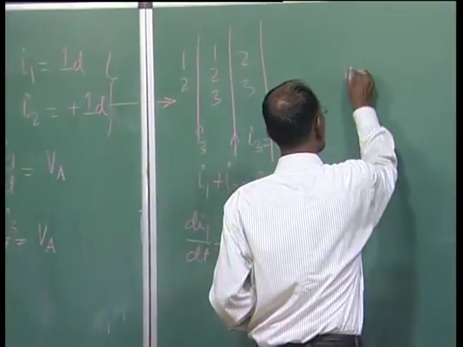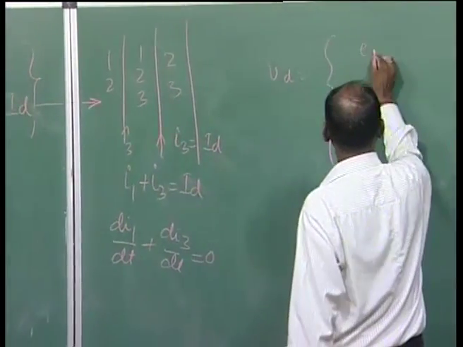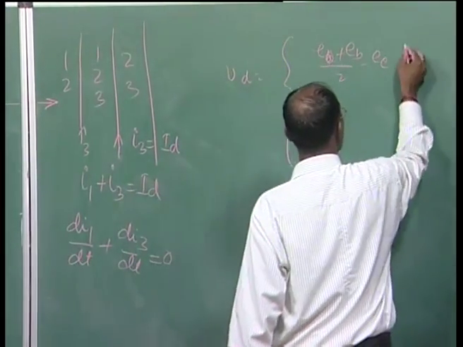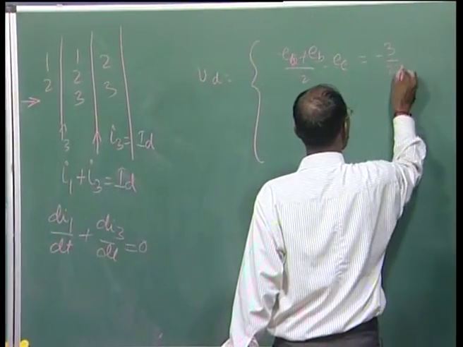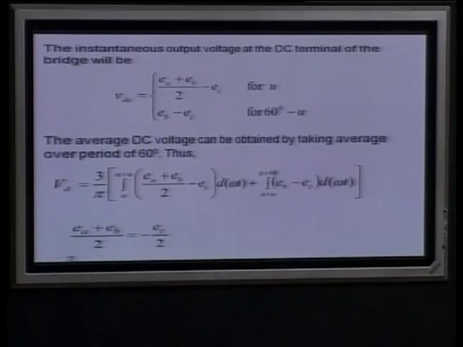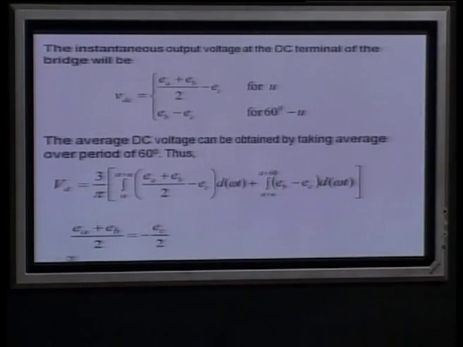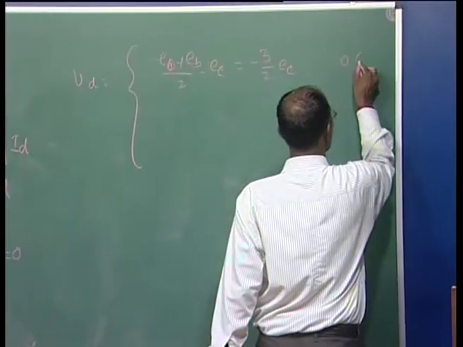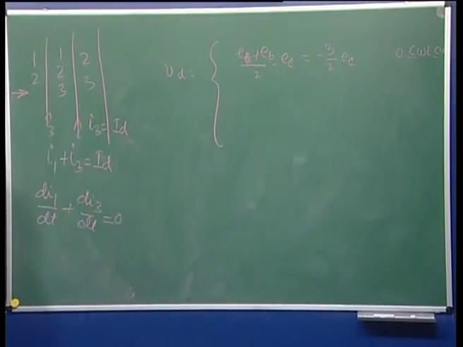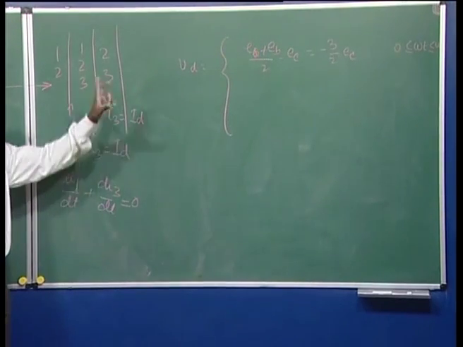So I can write here the VD will be, in the case when the 3 valves are conducting, E A plus E B by 2 minus E C, or it is nothing but minus 3 by 2 E C, because this value here is nothing but minus E C by 2. So it is minus 3 E C by 2, and that is for the u period, means from omega t equal to 0 to u, when the 3 valves are conducting. If you take the instant as 0 and then move on, up to u degree this was the voltage.